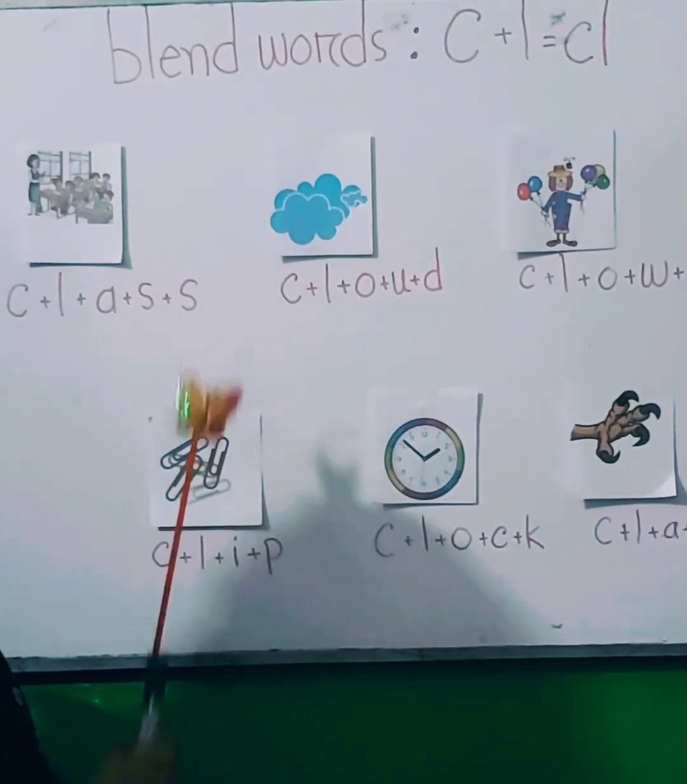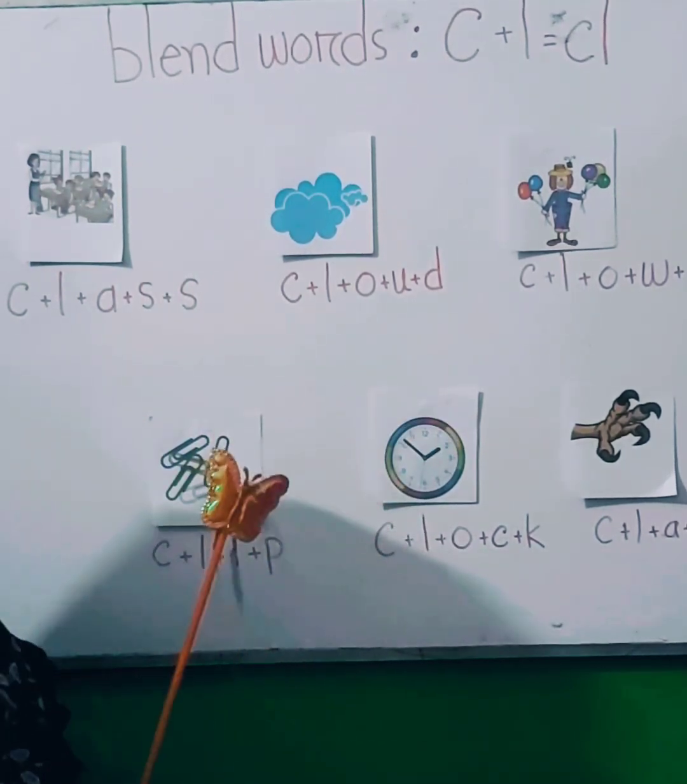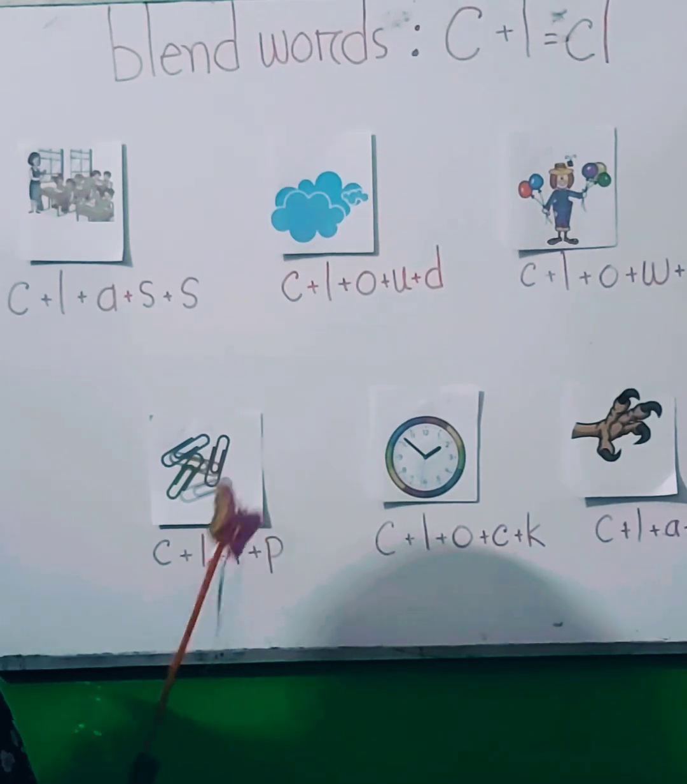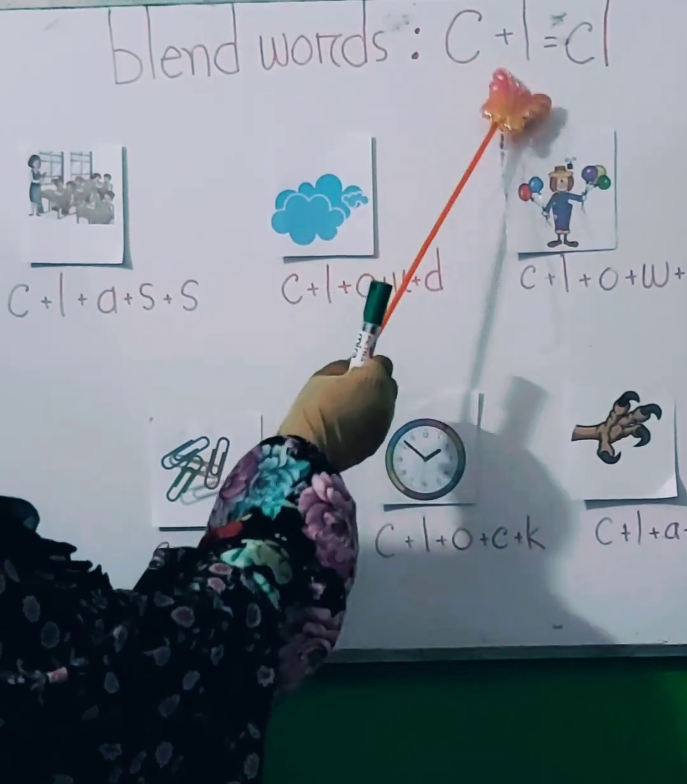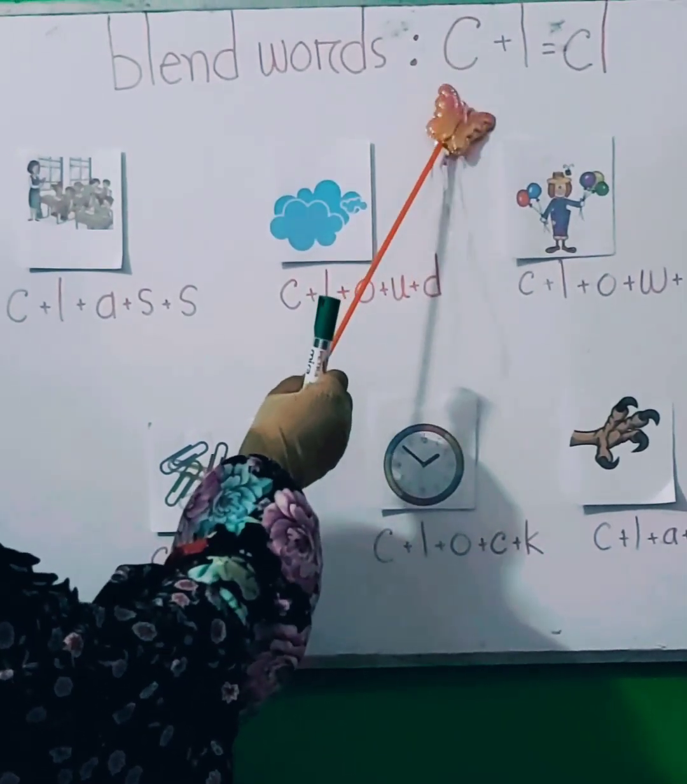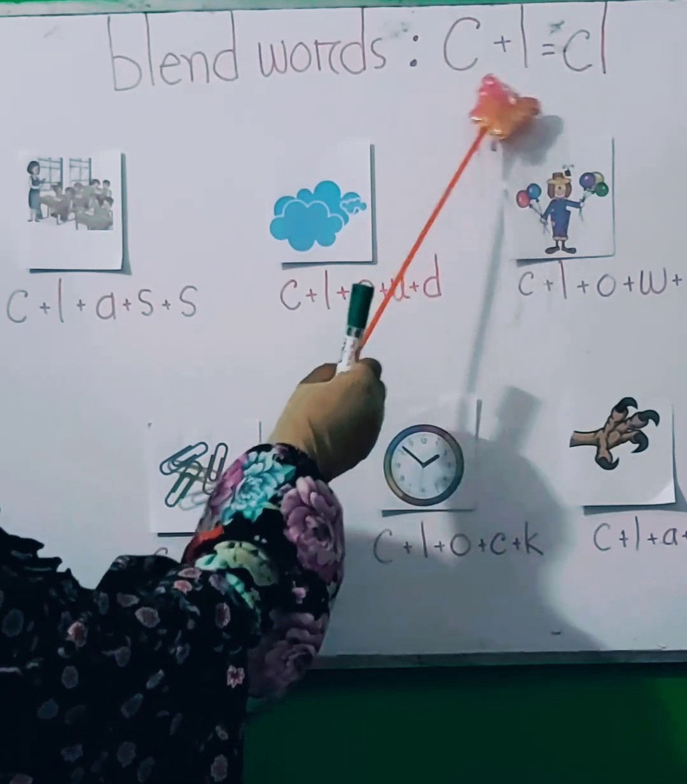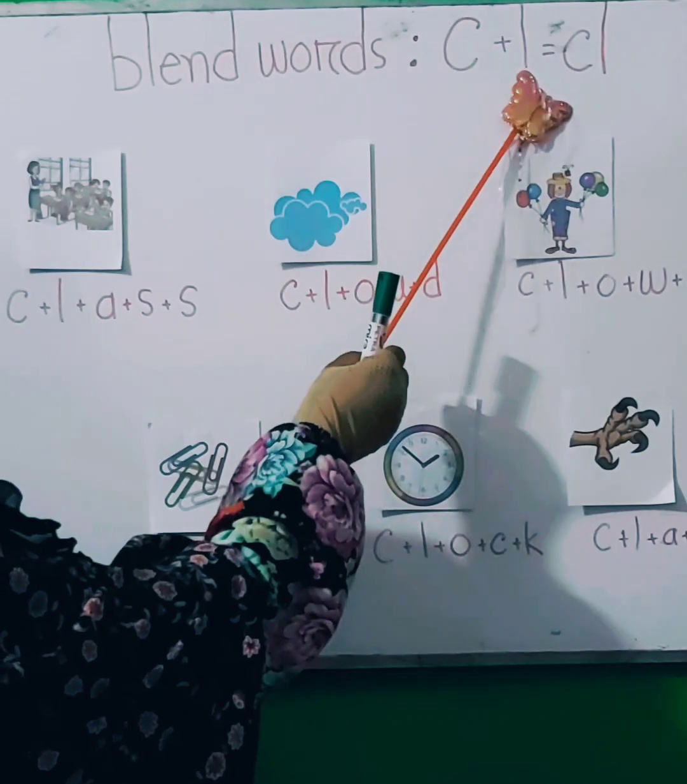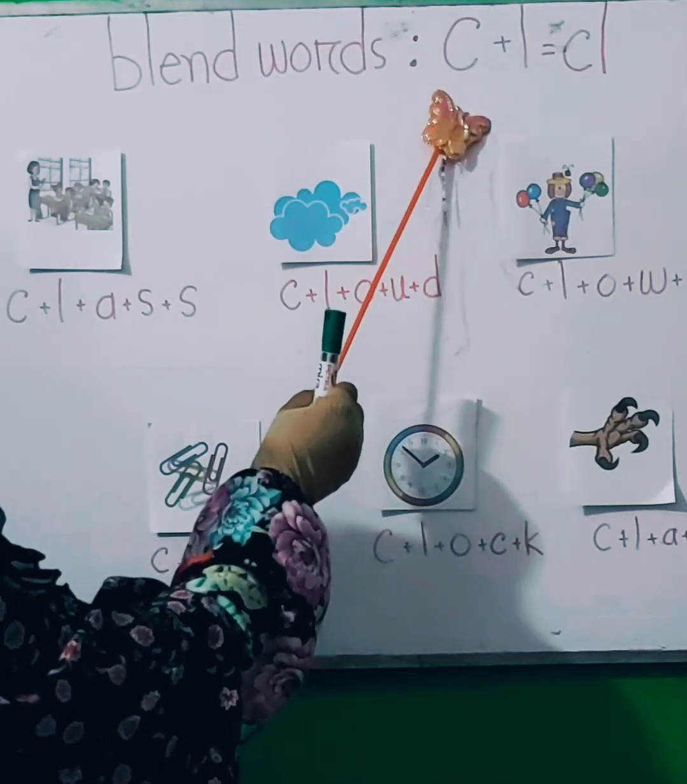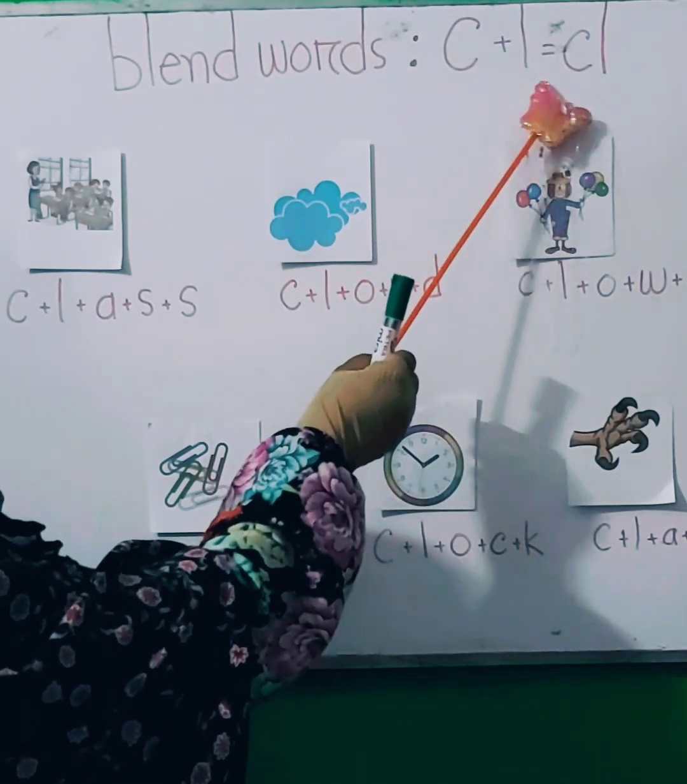We're going to learn blended words and blended sounds. Okay? Here you see the letters. What is this? This is C, and this is L. Letter names C and L. Okay? And the sounds are K, L.